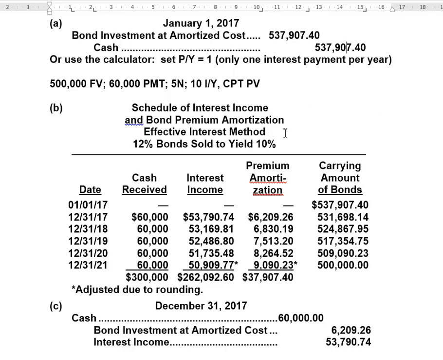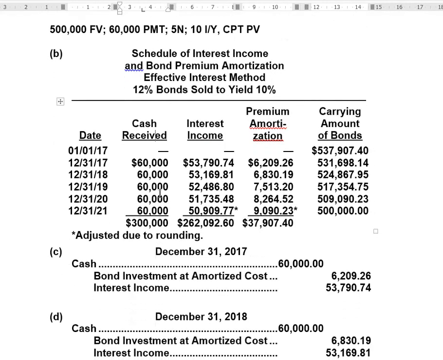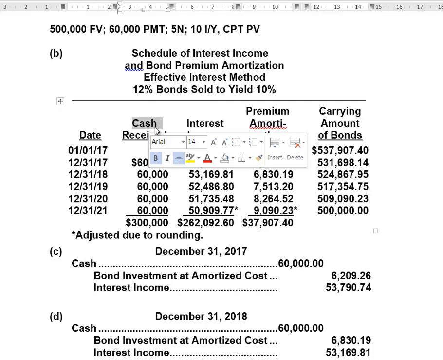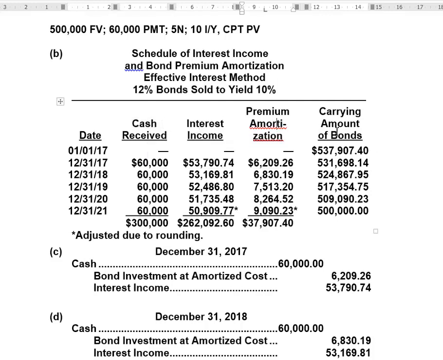So now, in the second part, we're going to do our bond interest calculation, and we're going to also include the interest payment. So if we do the schedule to amortize the bond, again using the effective interest method, we're going to put the date, which is the issue date, cash received, interest income, any premium we amortize, and the carrying amount of the bond.